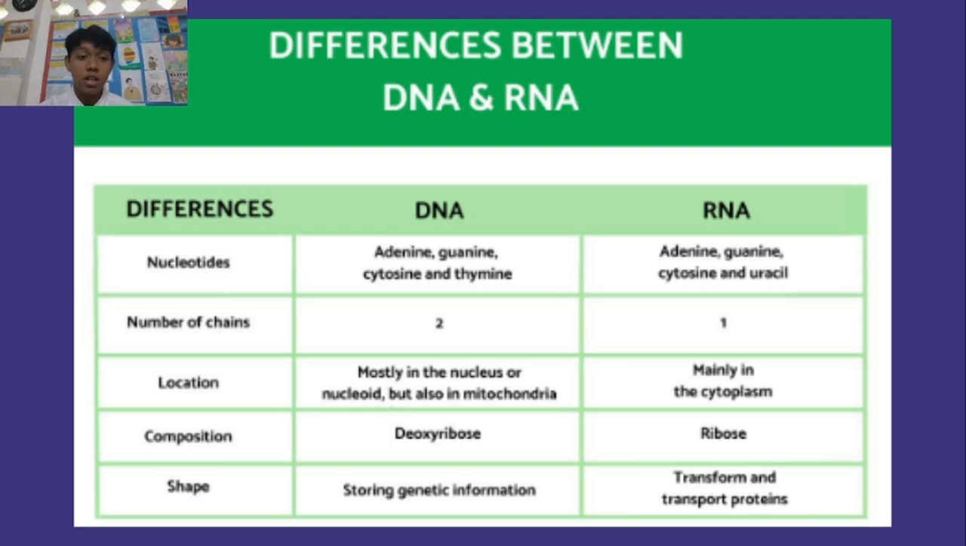The location of DNA is mostly in the nucleus or nucleoid, but also in mitochondria, while RNA is mainly in the cytoplasm. And the composition of DNA is deoxyribose, and RNA is ribose. The function of DNA is storing genetic information, and RNA transfers and transports protein.